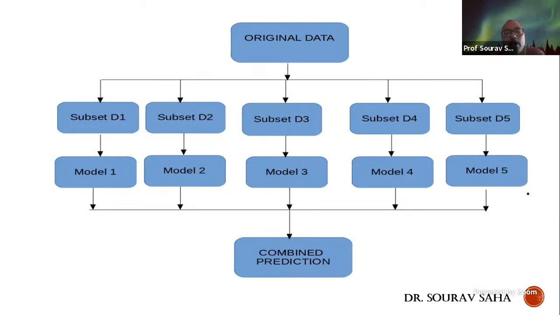So if it's a regression problem, you do a simple averaging or a weighted averaging. If it's a classification problem, you do a simple voting, soft voting or hard voting, right? And typically what happens is that for a bagging process, generally these models are the same kind of models. So one of the classic examples of bagging is that of a random forest.